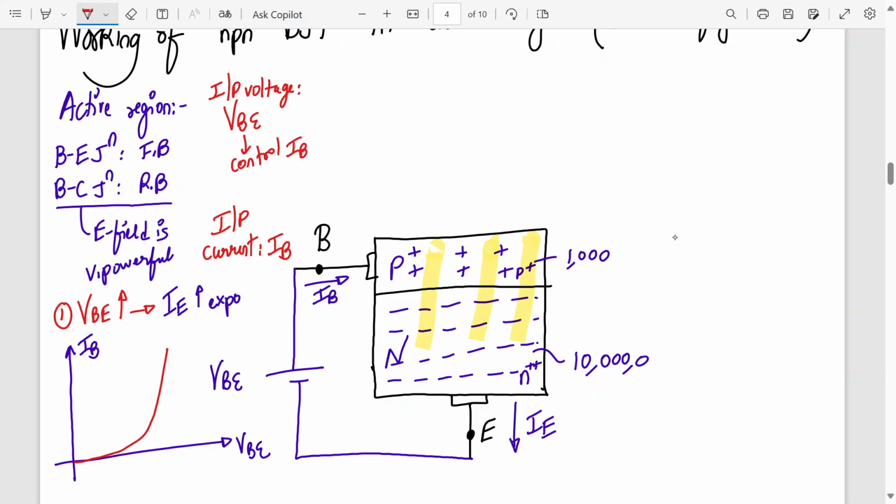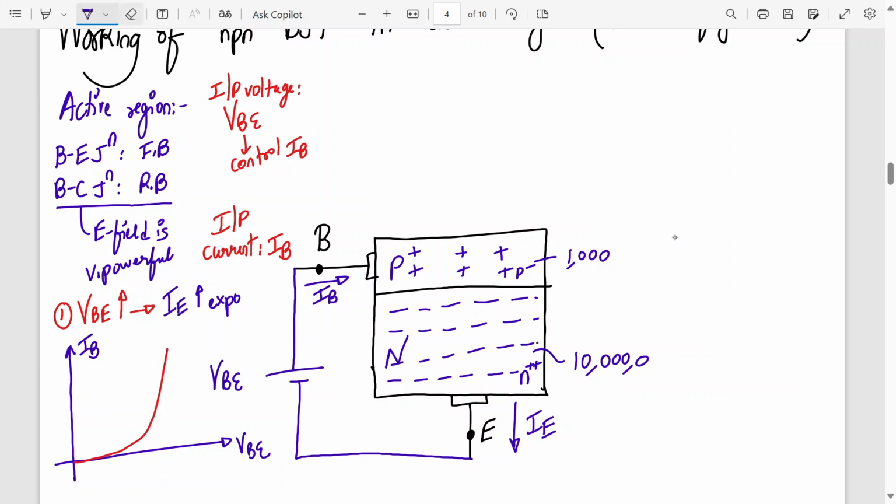That is why we say that the voltage at two terminals controls the current at the third terminal. But this in turn will control IC. That is what we will see now. VB will control IB, and that itself will control IC. We'll see now how. Now, this much is clear to you. This is what will happen: most of the electrons will go from the emitter region to the base region, and some of them will recombine with the holes over there.